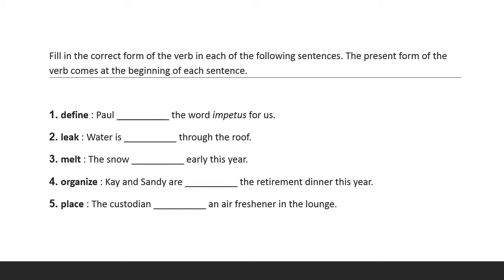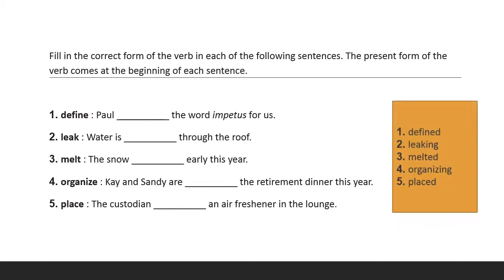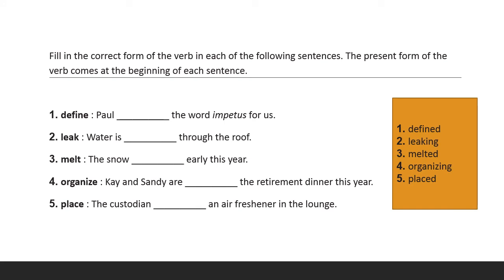Right. Now let's do another short quiz where we try to fill in the correct form of the verb which is given at the beginning of each sentence. In the first case, it's defined. Paul defined the word impetus for us. So we have to identify if it's the present, the past, the past participle, or the present participle form which is suitable there. Because the helping verb is written, we have to go with the present participle, that is, water is leaking through the roof.